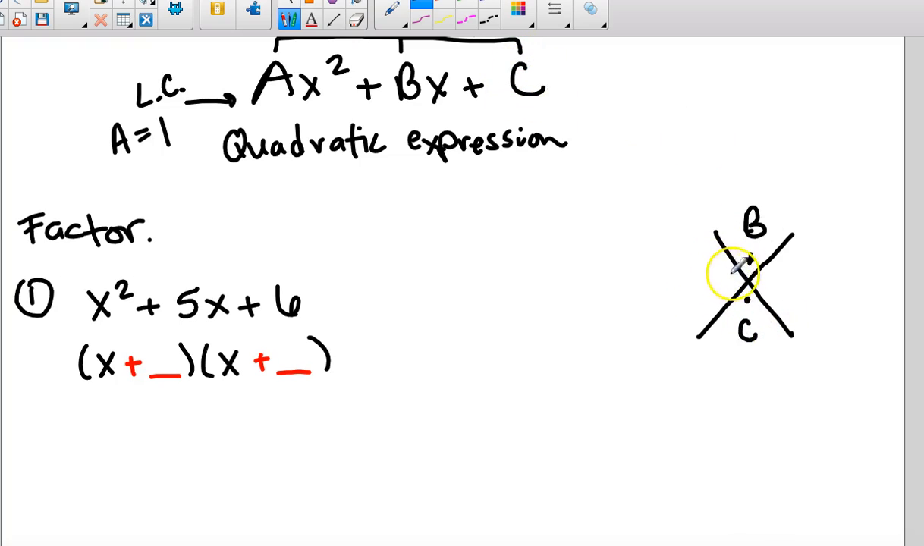So you're looking for those 2 numbers. What are those 2 numbers going to be? Those two numbers are going to go right here next to the x's inside the parentheses. So let's just try to figure this out.